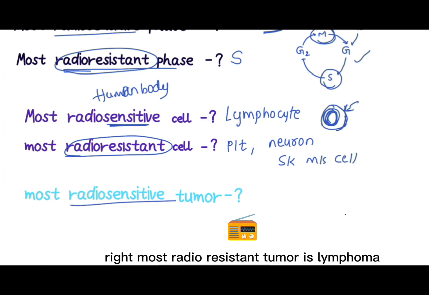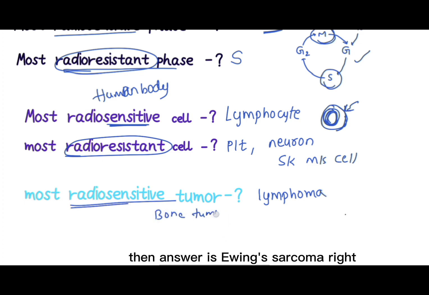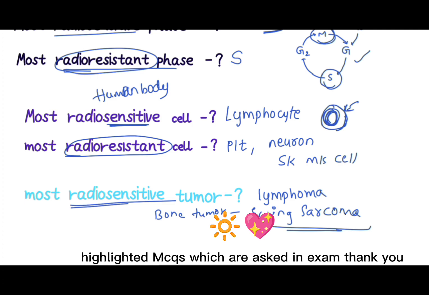The most radio resistant tumor is lymphoma. What if they ask the most radiosensitive bone tumor? Then the answer is Ewing's sarcoma, right? So these are all the high yield MCQs which are asked in the exam. Thank you.